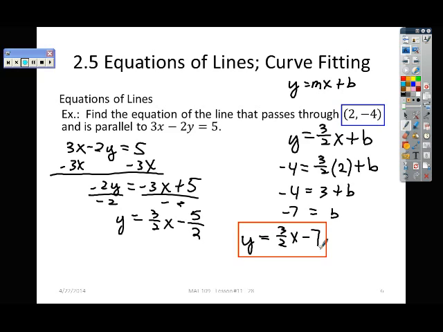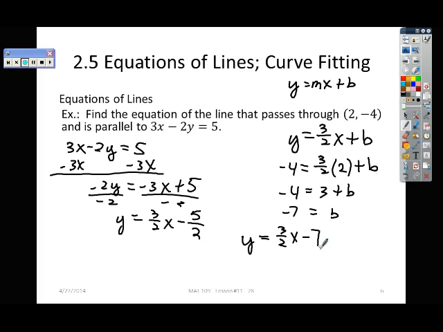Does this line go through that point? Let's put x equals 2 in here. So 3/2 times 2 is going to give me 3. 3 minus 7 is -4. So it goes through that point. So given a point and an equation, you can find the equation of the line parallel to that goes through that point. You can also find the line perpendicular. We're going to look at that next.